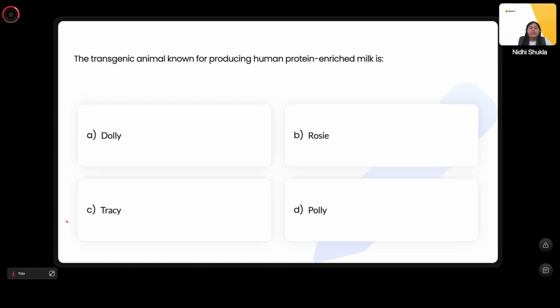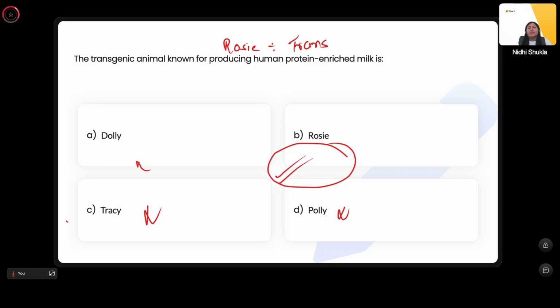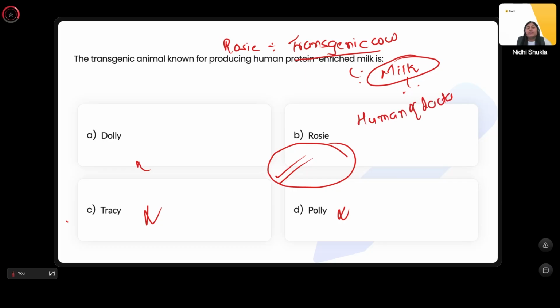So what is it? Is it Dolly? No. Is it Tracy? No. Is it Polly? No. Is it Rosie? Yes. So as you know, Rosie was basically a transgenic cow, and Rosie produced a milk which was actually more nutritious. Why was it more nutritious? Because it contains a protein, human alpha lactalbumin. So it contains human alpha lactalbumin protein.